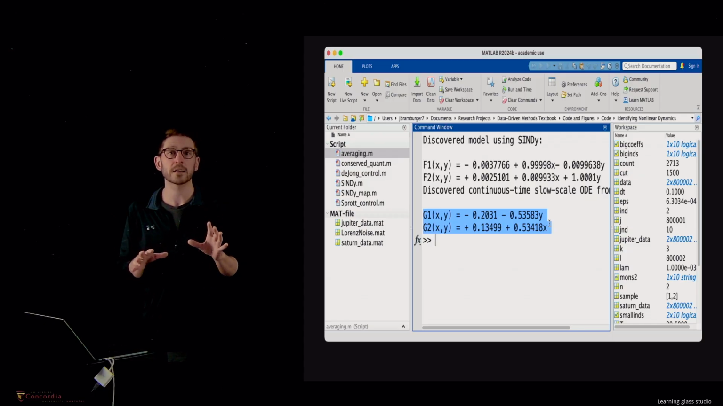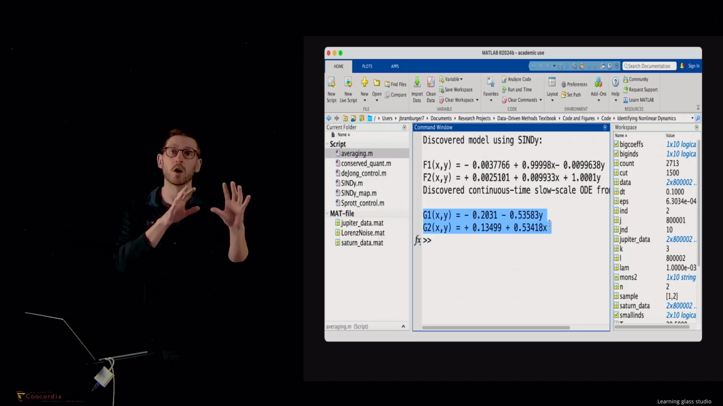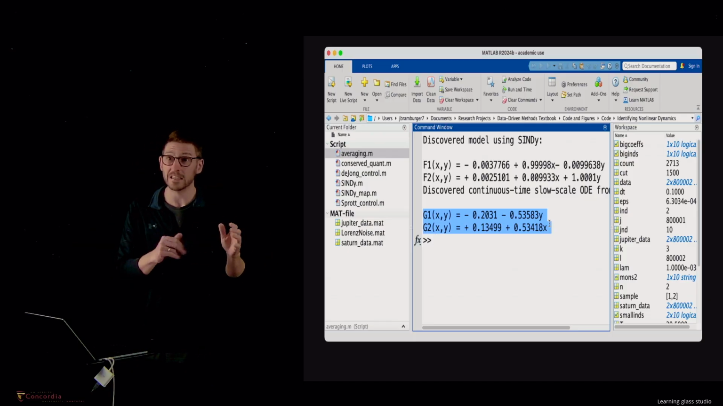Now, when we come back in the next video, we're going to start talking about discovering conserved quantities. And we will see how this relates to the Koopman operator, but also to the SINDy method and EDMD.